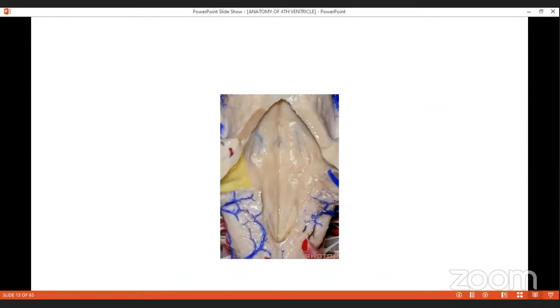This is an AP lateral view. Basically, you could see the cavity of the fourth ventricle, and this is the lateral recess of the fourth ventricle, where the cavity of the fourth ventricle communicates via the foramen of Luschka into the CP angle cisterns. These views we'll be discussing later on as well.